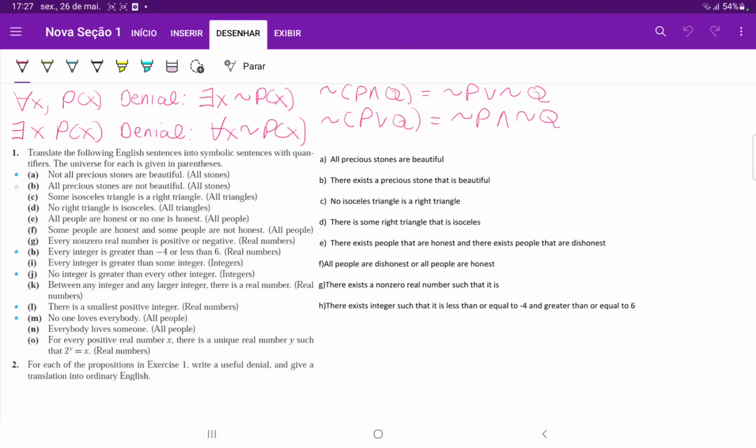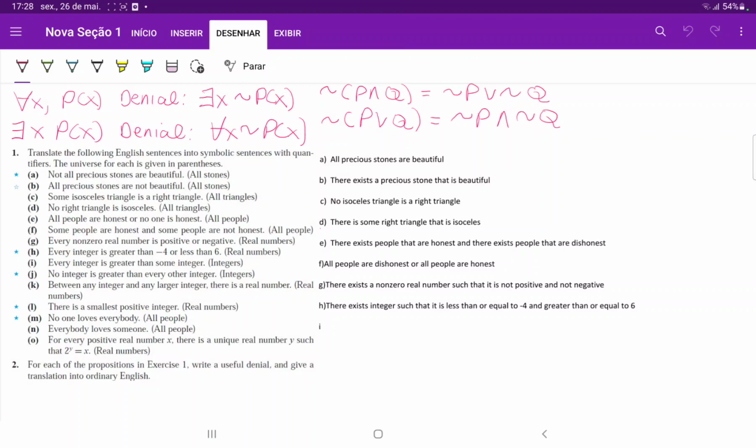Actually, yeah, the opposite of positive is not positive, sorry. There exists a non-zero real number that is not positive and not negative, right? We had a disjunction, so our denial will be a conjunction. There's a number that is not positive and not negative.